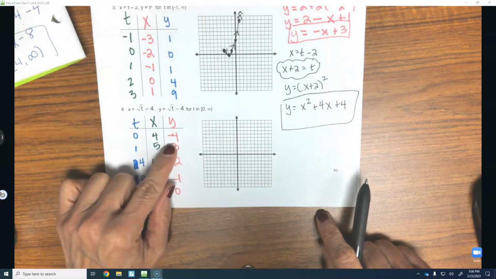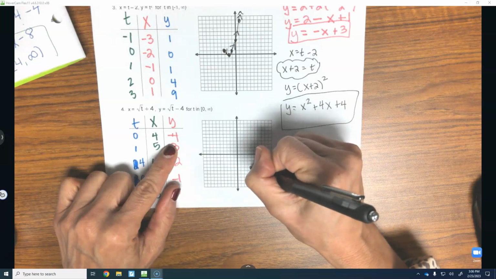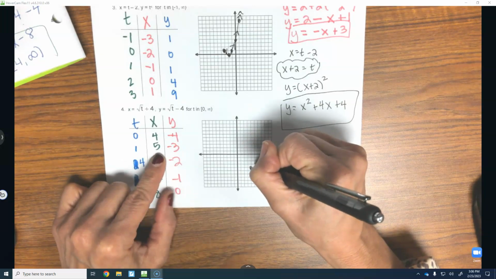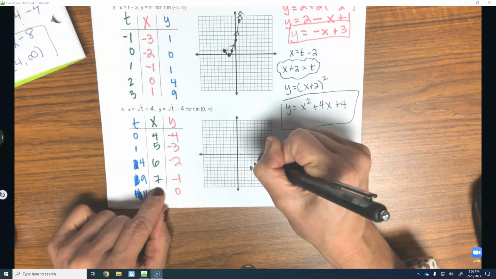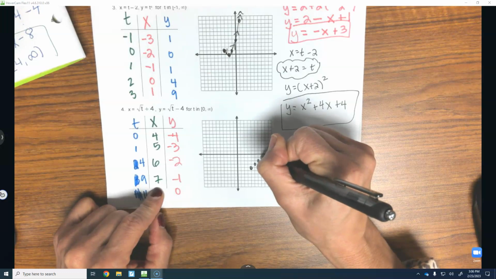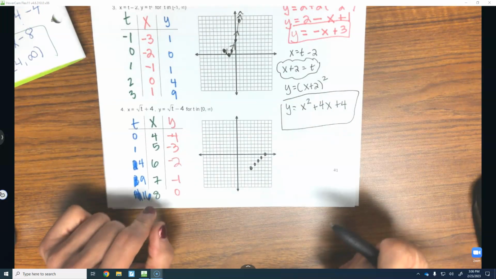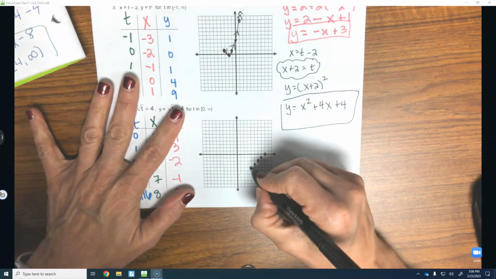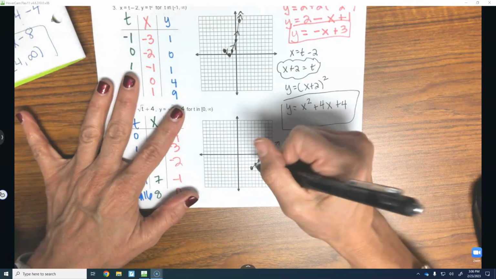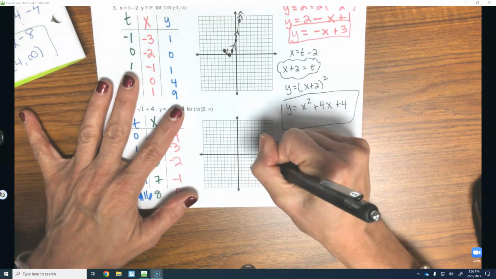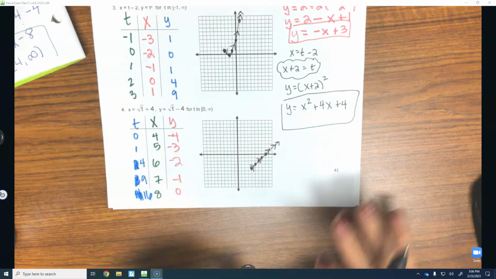So 4, -4. 5, -3. 6, -2. 7, -1, 8, 0. So this is just making a straight line, and it's happening in this direction towards the right-hand side of the paper. So you need to draw arrows that it's going in this direction. And we're almost done, guys.